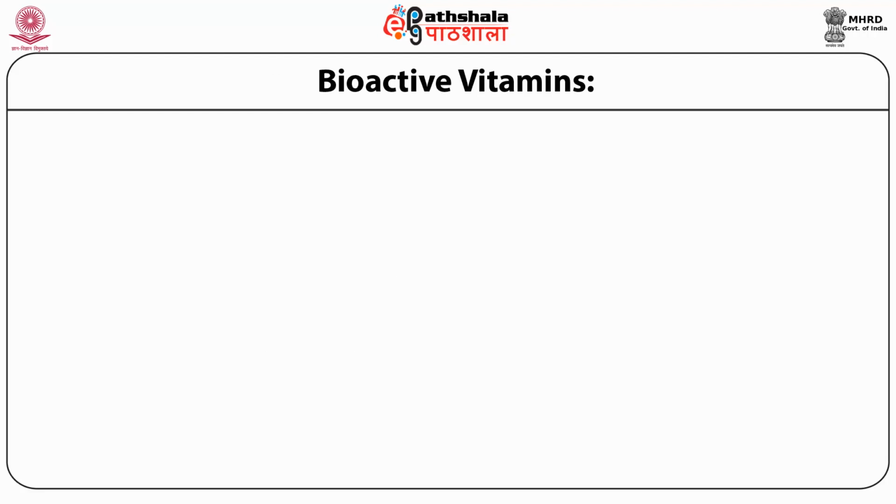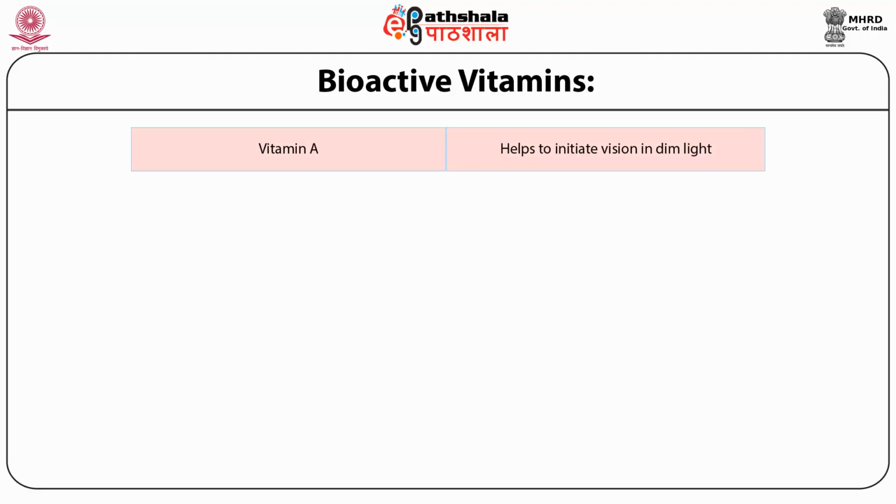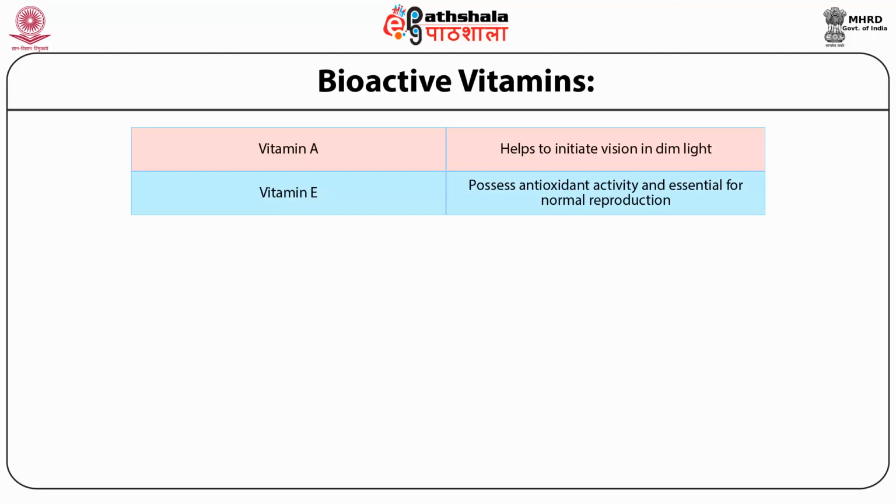The next bioactives are bioactive vitamins. All the vitamins are required by the human body in small amounts for maintaining normal growth. On the basis of solubility, vitamins can be divided into two categories: fat-soluble vitamins and water-soluble vitamins. Among fat-soluble vitamins, vitamin A helps to initiate vision in dim light. Vitamin E possesses antioxidant activity and is essential for normal reproduction.